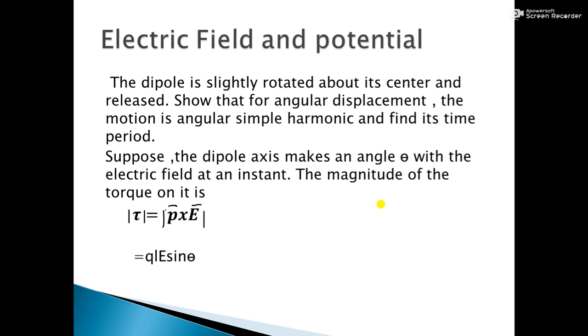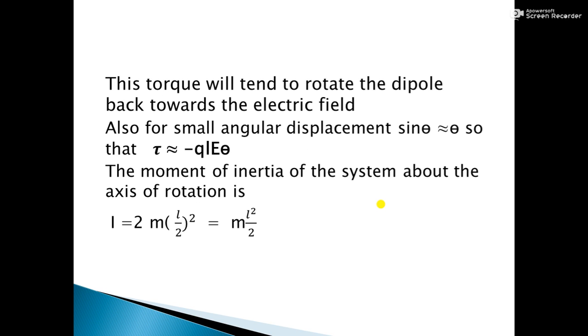Suppose the dipole axis makes an angle theta with the electric field at an instant. The magnitude of the torque on it is given by torque equal to P cross E. We get qLE sin theta. This torque will tend to rotate the dipole back towards the electric field. Also, for small angular displacement, we consider sin theta equal to theta, so that the torque will be equal to minus qLE into theta. The moment of inertia of the system about the axis of rotation is given by I equal to 2 into m into (L by 2) whole square, which is nothing but mL square by 2.